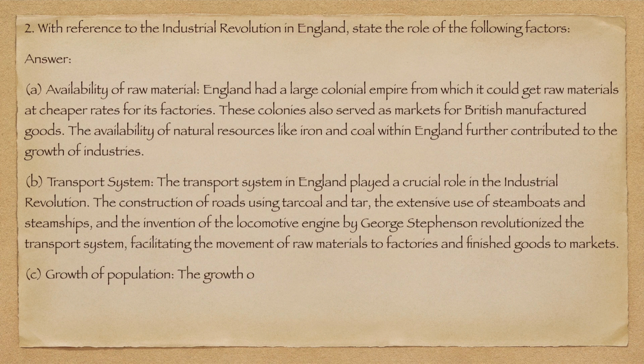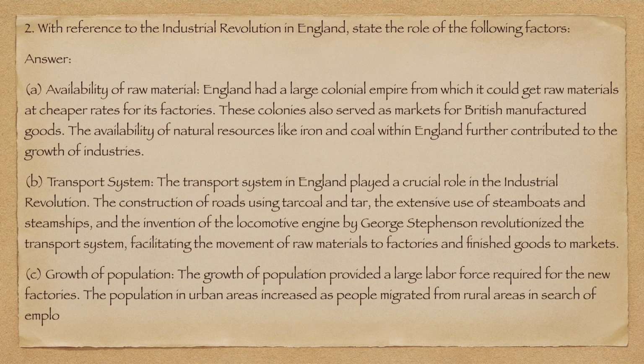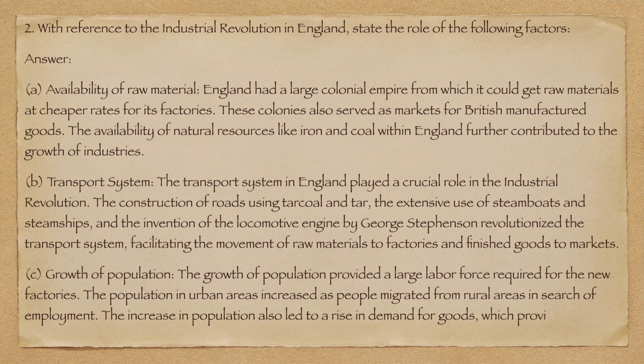The growth of population provided a large labor force required for the new factories. The population in urban areas increased as people migrated from rural areas in search of employment. The increase in population also led to a rise in demand for goods, which provided an impetus to industrial production.